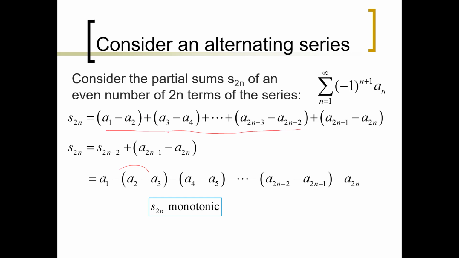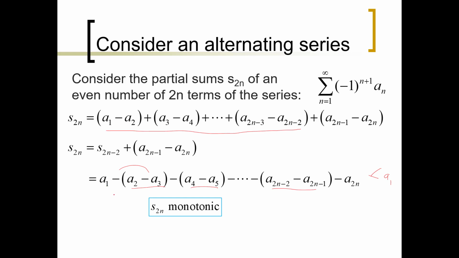The reason that's important is that this term, and so on, all of those have to be positive numbers, because a sub 2 is going to be more than a sub 3, because a sub n is decreasing. That means this overall difference has to be strictly less than a sub 1, because I have a positive number minus a bunch of other positive numbers. So all of this makes S sub 2n less than a sub 1.